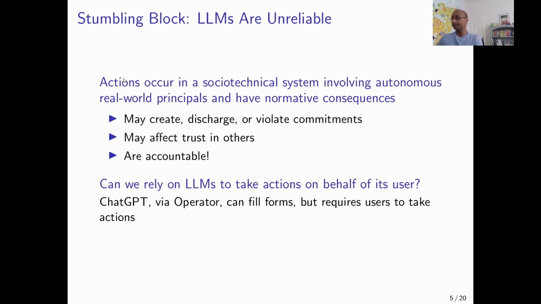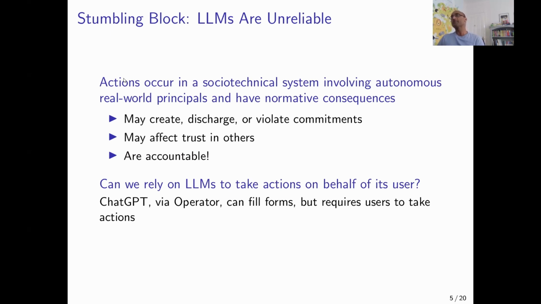If an airline has only 100 seats on a flight, but the LLM agent ends up selling 1,000 seats on the flight, that'll be a big problem for the airline. At the minimum, trust in the airline will be affected. And actions result in accountability. People may ask us to explain our actions.